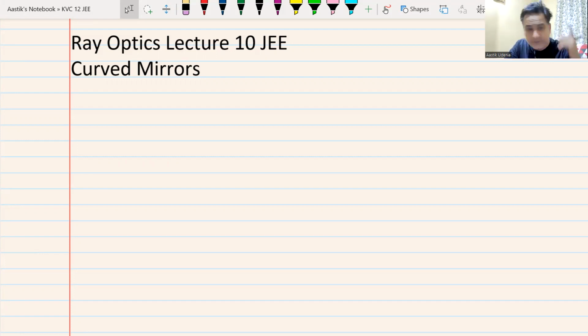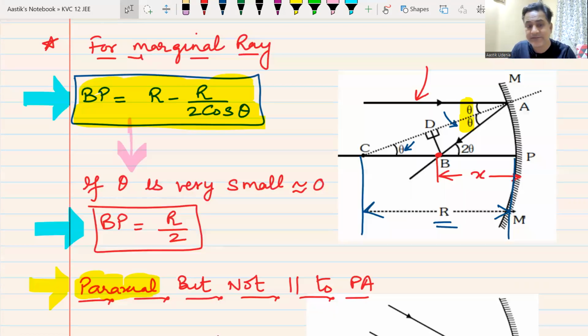We discussed if the rays are not parallel, if they are marginal, then where do they meet? Do we remember this? They will not meet at the focus, but they will meet at R minus R by 2 cos theta. Do you remember these points? Yes or no? Yes, sir. These are the points, beta.